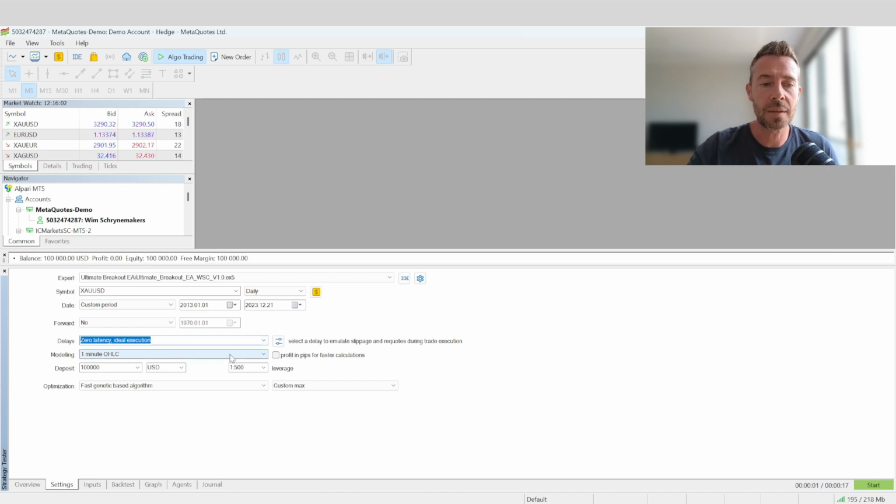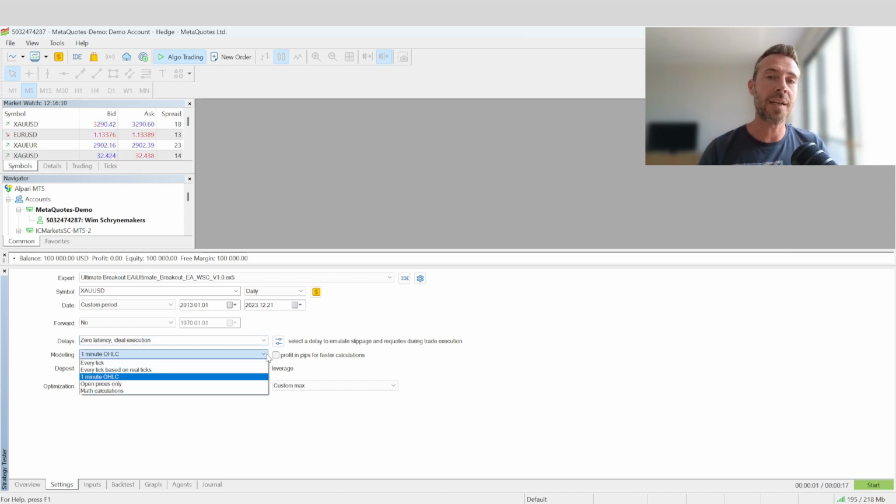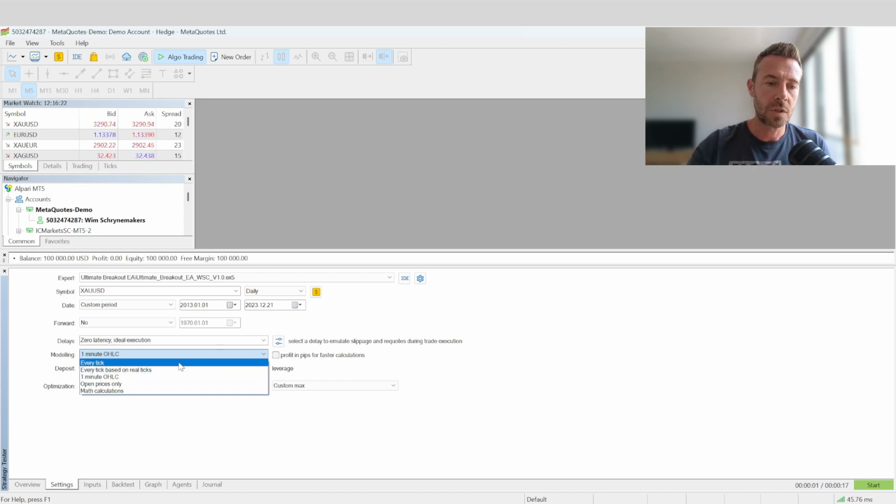As for modeling quality, we're going to use 1 minute open, high, low, close candles, because this is much faster than every tick. My idea is that we first make a bunch of rough strategies that we will test, and then we're going to do some every tick testing afterwards to make sure that the strategy isn't too sensitive to spread or slippage. So we're going to do some every tick backtesting, but afterwards, after we've made a bunch of strategies.